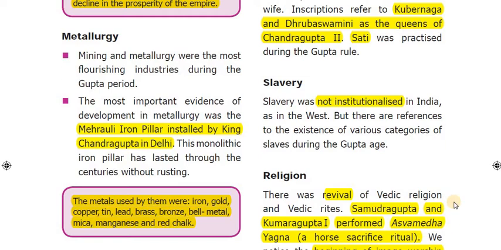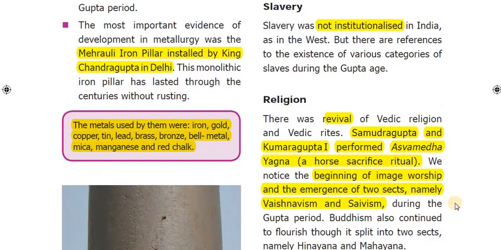Slavery. Slavery was not institutionalized in India as in the West, but there are references to the existence of various categories of slaves during the Gupta's age.